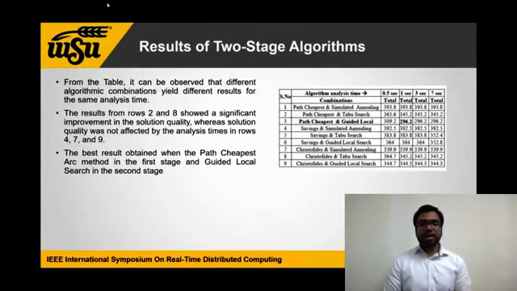From the table, we can infer that we have 9 different combinations of the algorithms, where we got the best result with path cheapest arc and guided local search, which provides a much more optimal solution for the data that we have given.